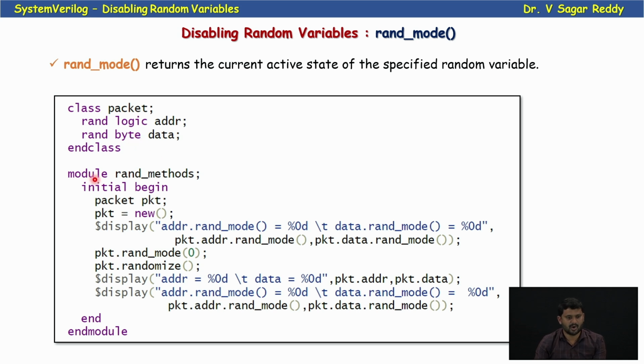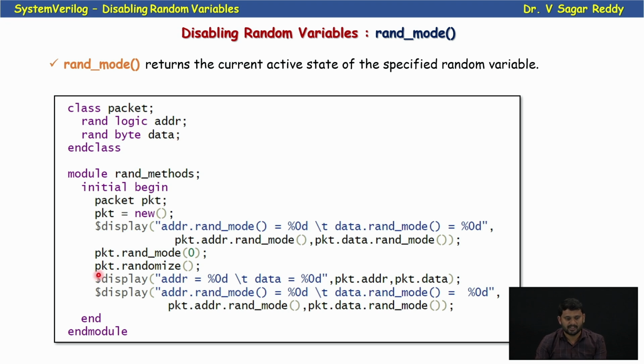Now we'll see. I create one module, rand_methods, initial begin, declaring a handle and creating an object of class packet, and I'm displaying the active state of both random variables. It displays 1 for both address and data, because initially all the random variables are active. Now pkt.rand_mode(0). Now I'm disabling all the random variables in this packet by using the object handle. Object handle dot rand_mode(0) means whatever random variables are in this object are disabled or inactive.